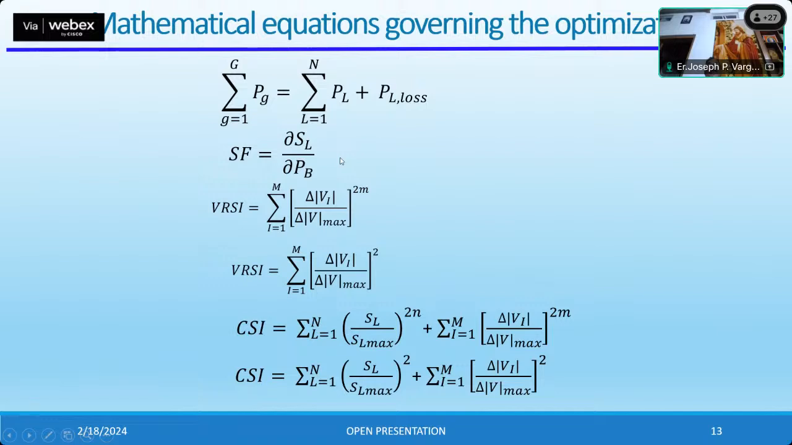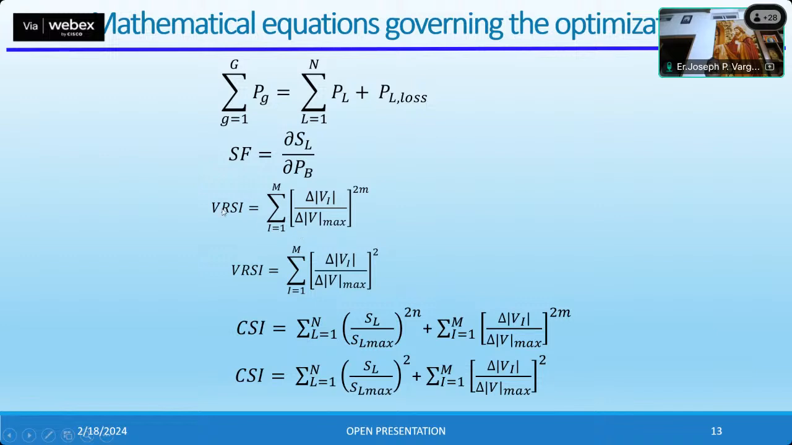And another important system index in this research work is the sensitivity factor. The sensitivity factor is defined as the change in flow of MVA in the transmission line with respect to the change in active power penetration. That is dou SL by dou PV. That is the sensitivity factor. This is one of the most important indices of this research work, because this sensitivity factor determines the feasible basis for the penetration of DGs.